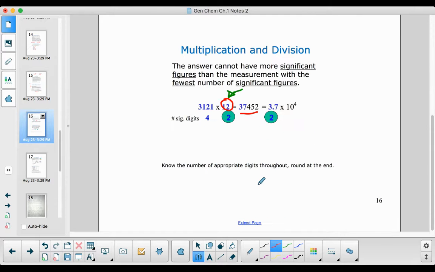And then for multiplication and division, what I have to do is consider the least number of sig figs. So in this example, 3121 times 12, the least number of sig figs here. This is not about places past the decimal point. It's just the pure number of sig figs. There's 2, so my final answer can have 2. So I have 37452 as my answer. I must convert it to scientific notation because that's the only way that I can show the 2 significant figures.